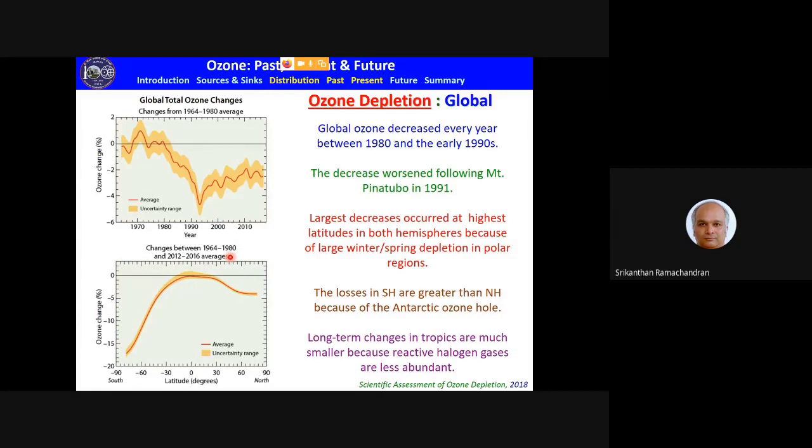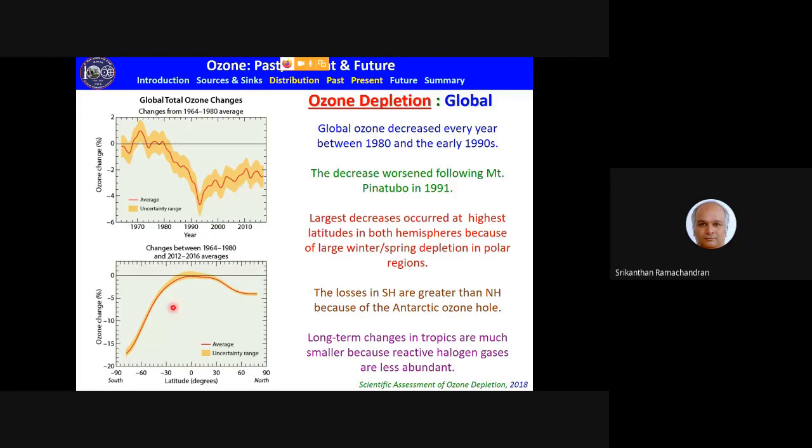So, will it change? Will it increase? Is it going to remain the same, etc.? If you look at the global total ozone changes, it has decreased on the order of about 4 to 5% as of now. It is roughly about 3% now from the global average.